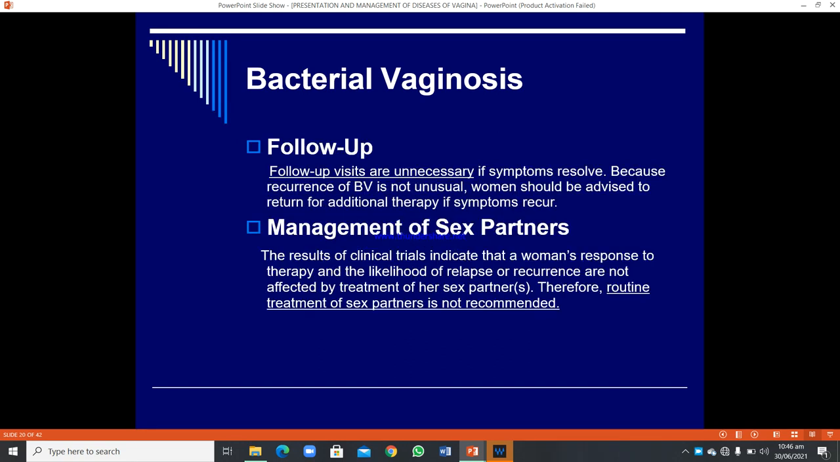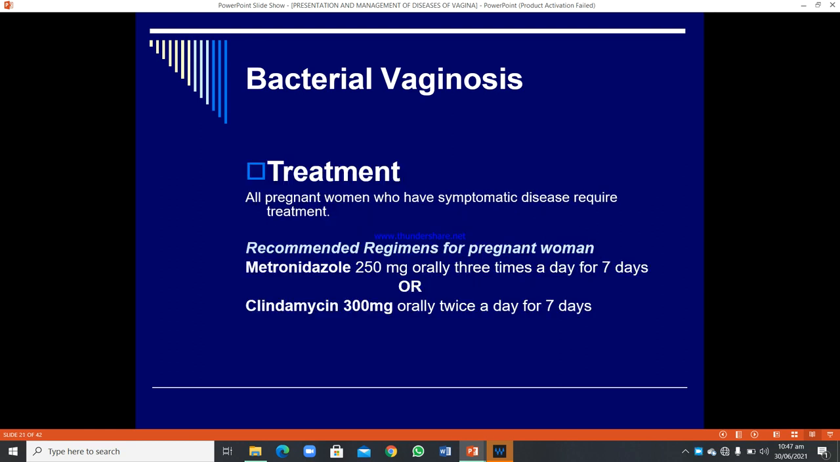Follow-up visits are unnecessary if symptoms resolve. Because recurrence of BV is not unusual, women should be advised to return for additional therapy if symptoms recur. Management of the sex partners. The results of clinical trials indicate that a woman's response to therapy and the likelihood of relapse or recurrence are not affected by treatment of her sex partners. Therefore, routine treatment of sex partners is not recommended.